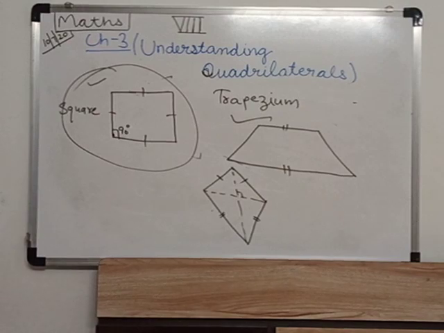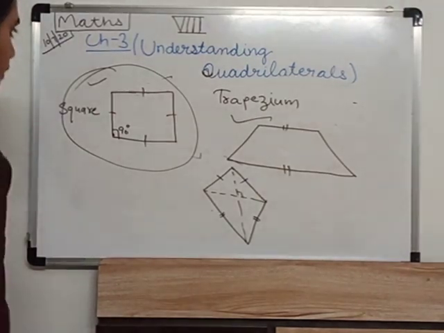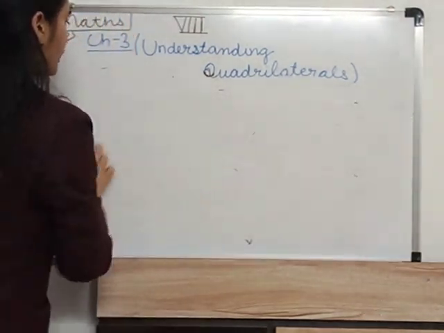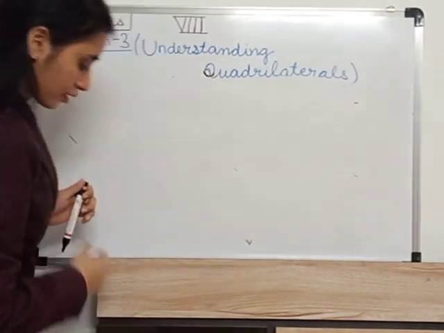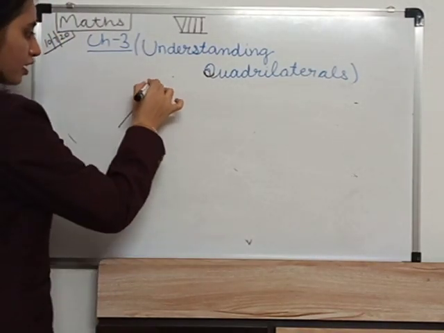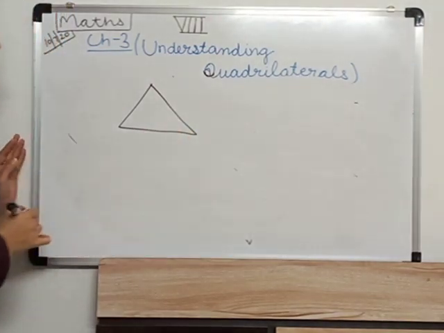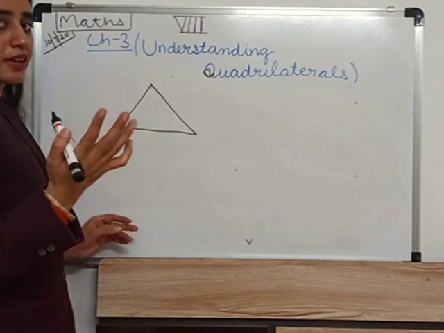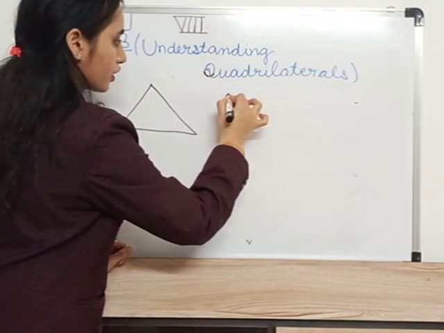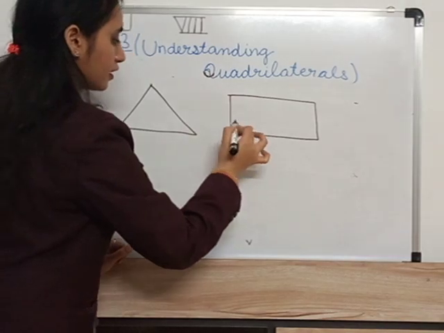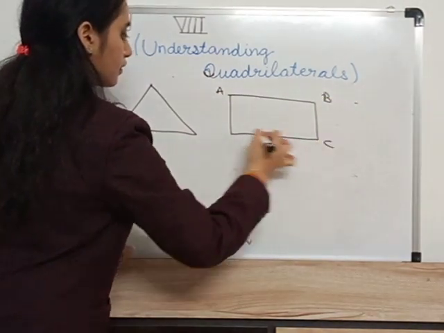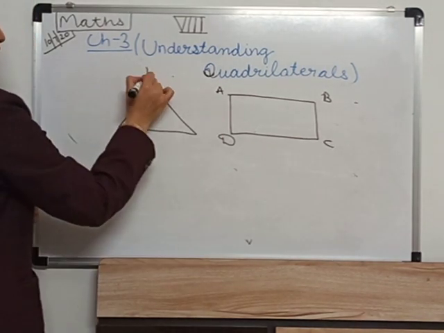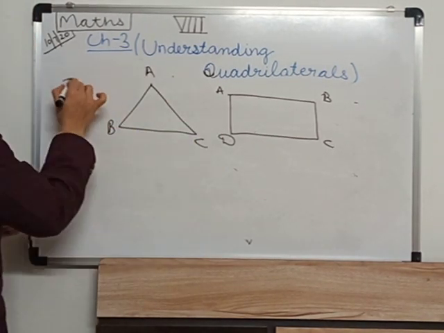So now tell me one question. See, in this figure how many diagonals are there? Means a triangle has how many diagonals? How can we make diagonals? In this figure, in quadrilateral, this is a regular quadrilateral. How many diagonals does this figure have, and how many does this figure have?